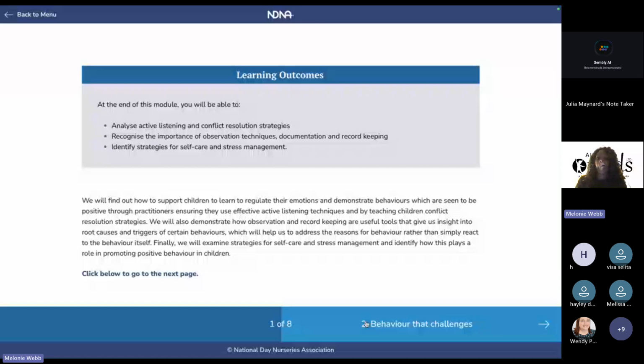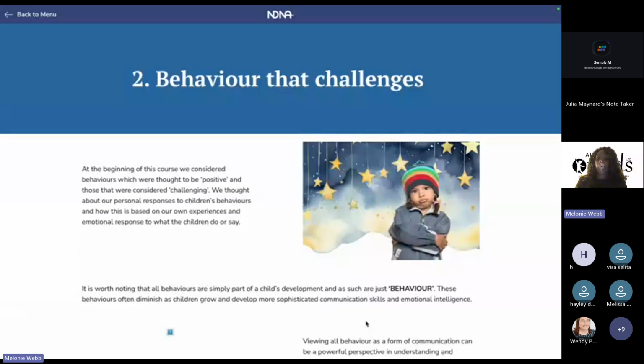So the first section we're going to cover is challenging behaviour. At the beginning of the course, we considered behaviours which were thought to be positive and those that were considered challenging. We thought about our personal responses to children's behaviours and how this is based on our own experiences and emotional response to what children do or say.